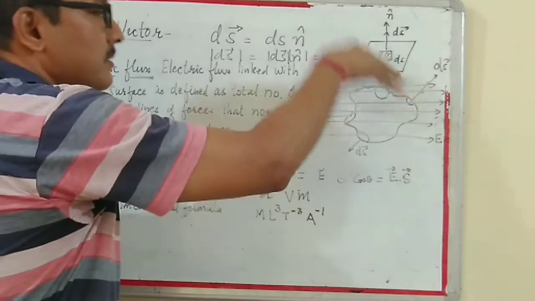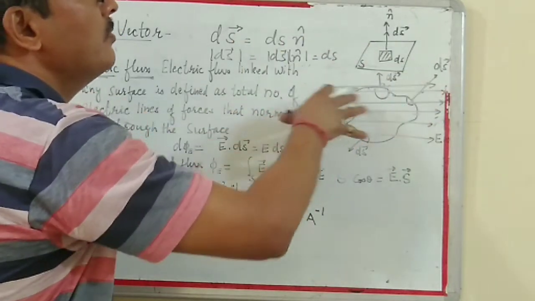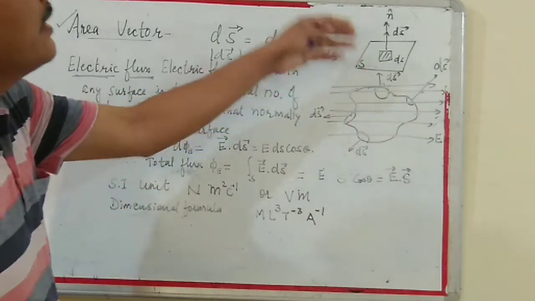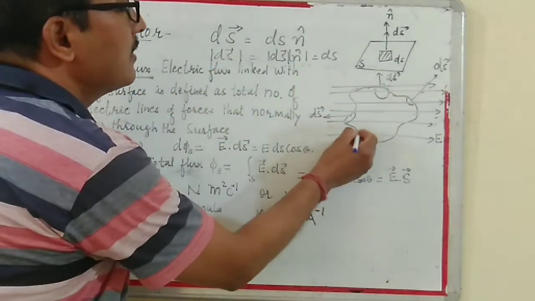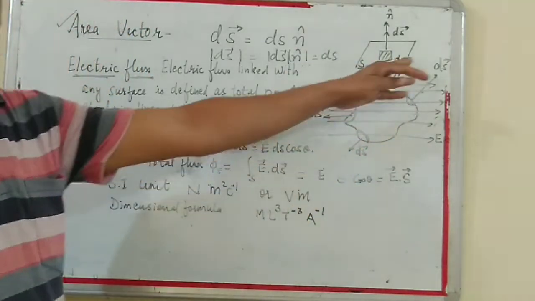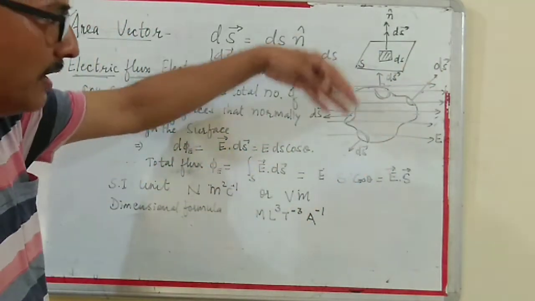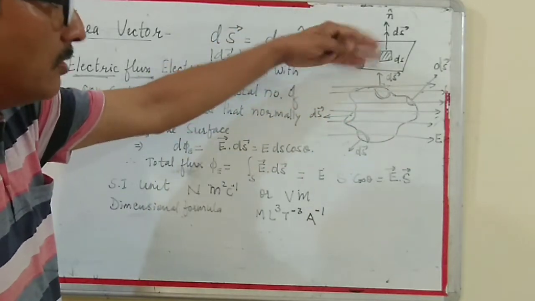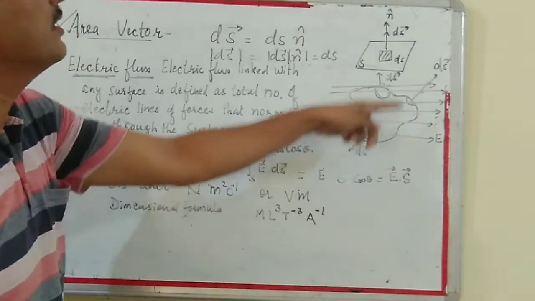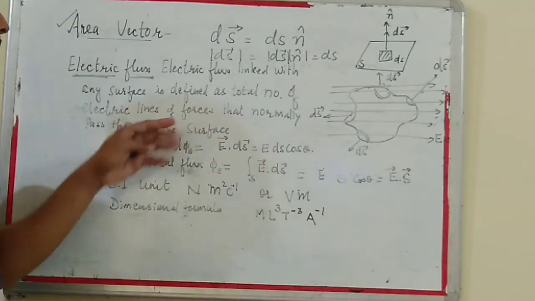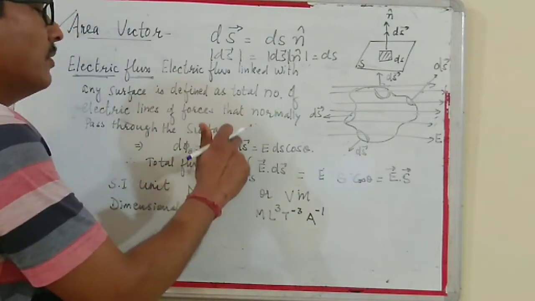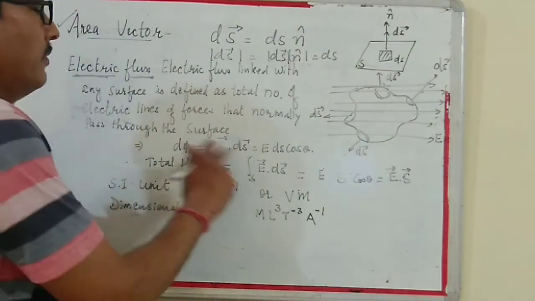Suppose we have a body placed inside a uniform electric field E, and we choose one smaller area ds. The number of field lines passing normally through this surface, any one ds, we make here. So d phi is equal to vector E dot vector ds.